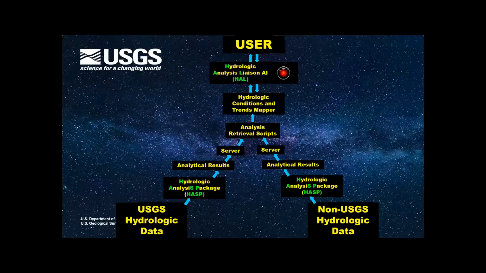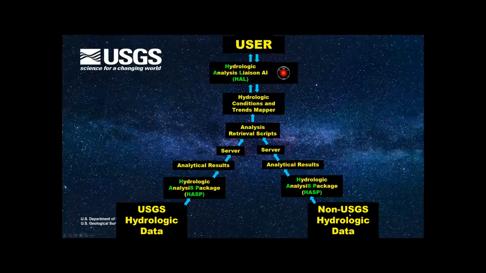So in the end, what could you use this for? Well, HASP currently takes USGS hydrologic data and analyzes it through the hydrologic analysis package, HASP, and creates the analytical results that could be put on a server, like what we have for our website. Then analysis and retrieval scripts from the website pull those tables, charts, and graphs and put them into the hydrologic conditions and trends mapper. And that's what's shown on the current website.